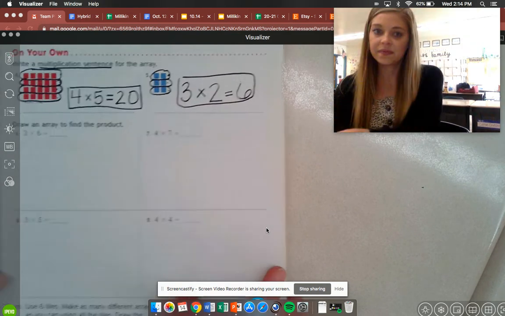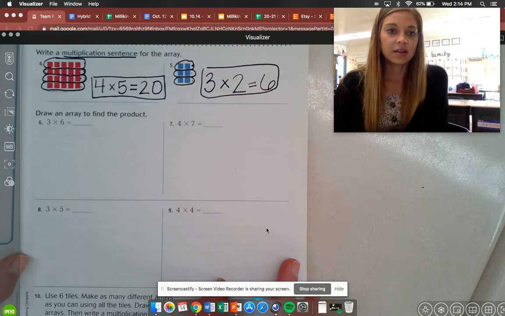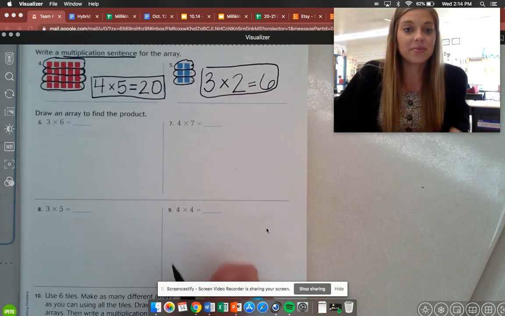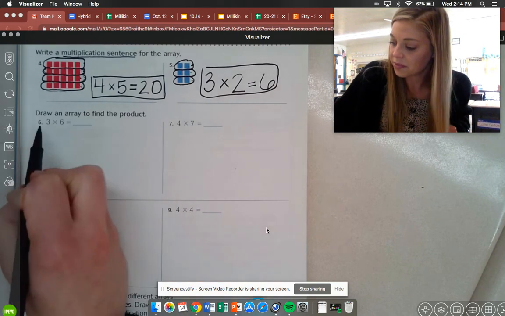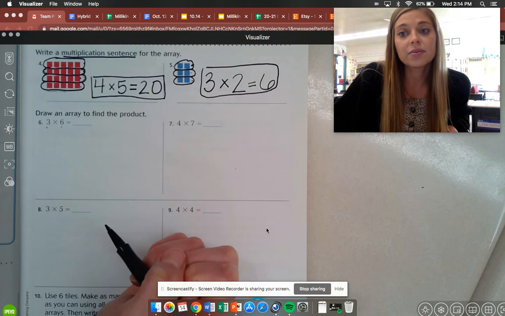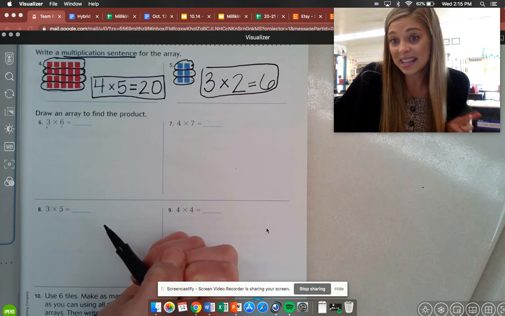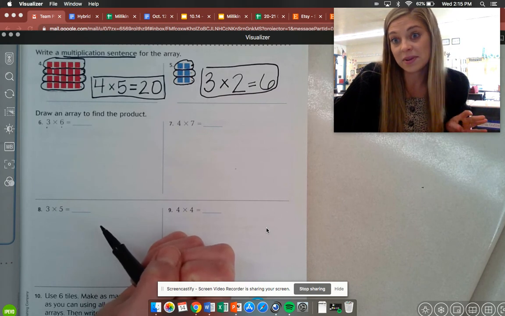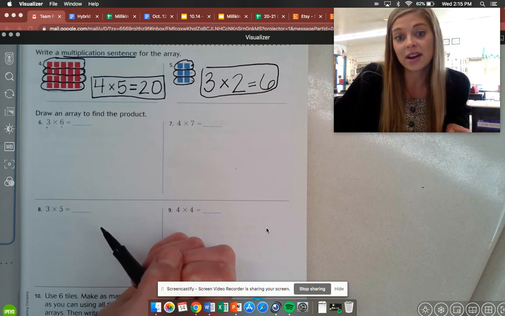All right. Number 3, draw an array to find the product. So we're going to practice drawing our own array. So we have 3 times 6, so 3 rows of 6. Okay. This can be a little bit tricky, so I really want you to watch carefully before you do anything. So don't write it down right now. Just watch me do this problem.